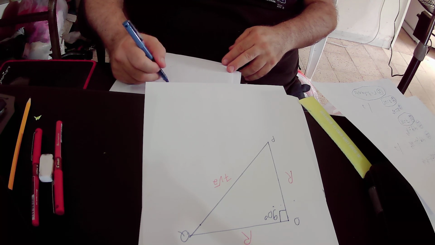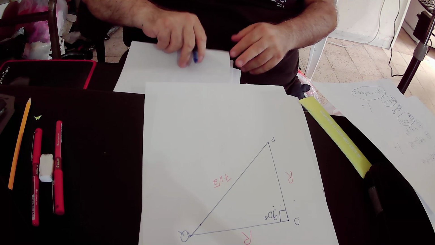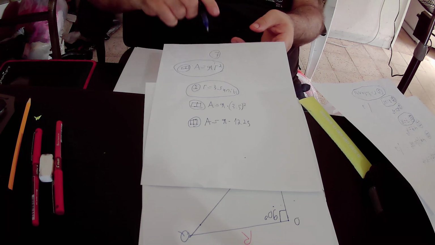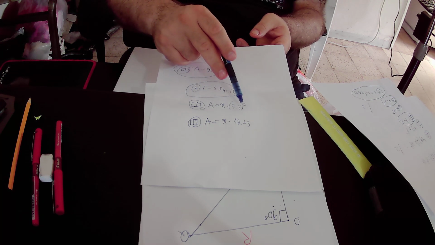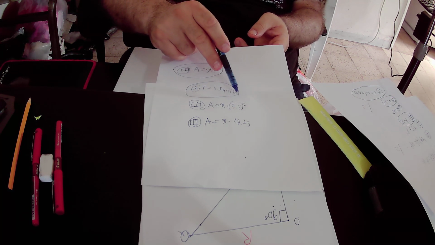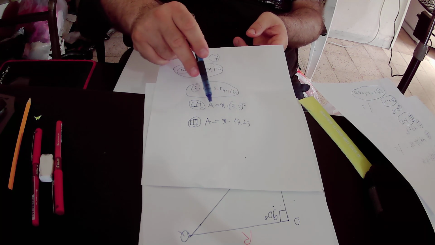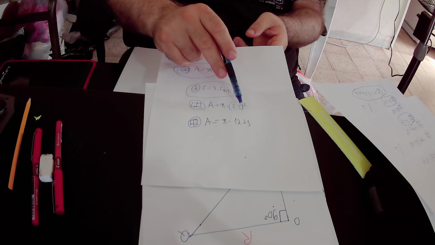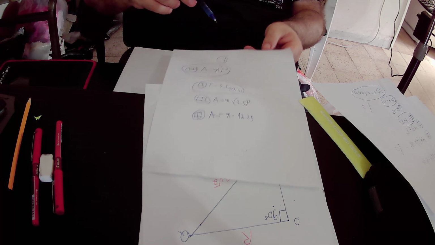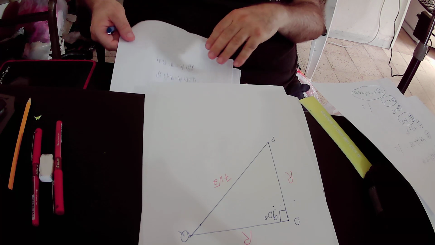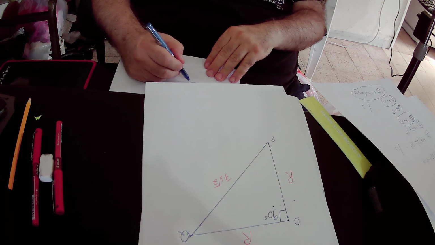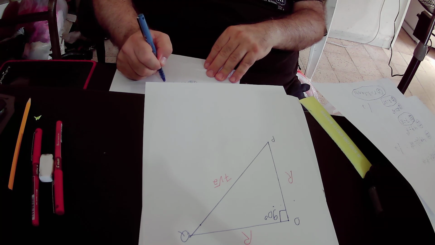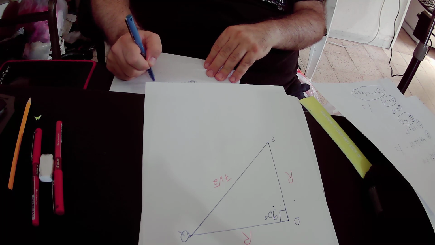So the area equals pi times 12.25. The area of the yellow circle equals pi times 12.25 because 3.5 squared equals 12.25. So we got that the area equals pi times 12.25. And the final answer is that the area of the yellow circle equals 38.48 units.